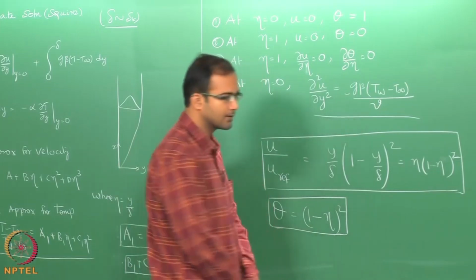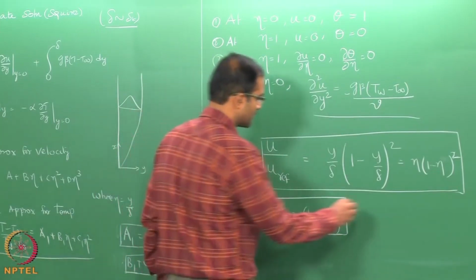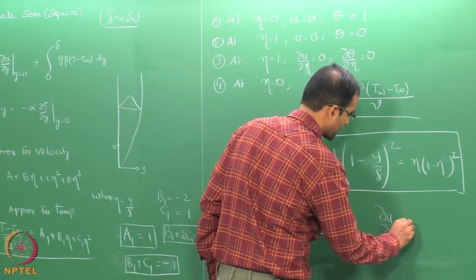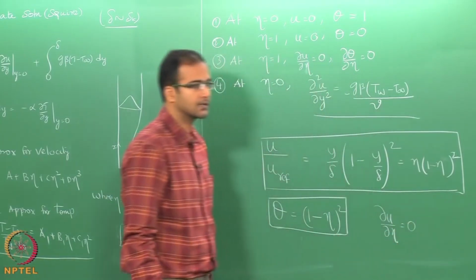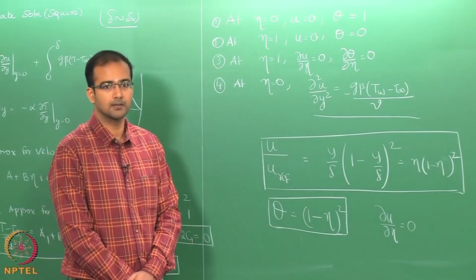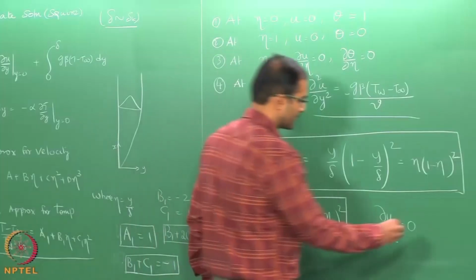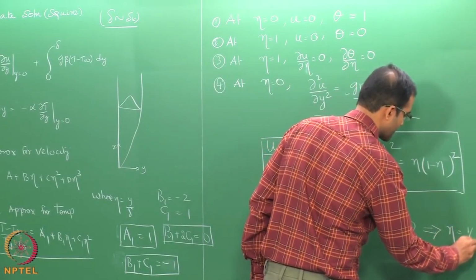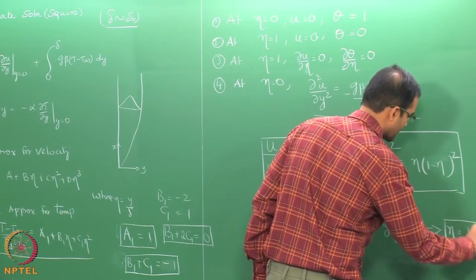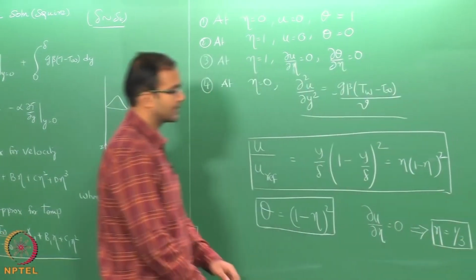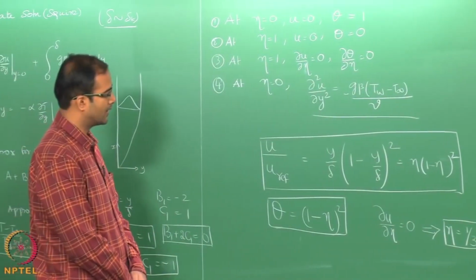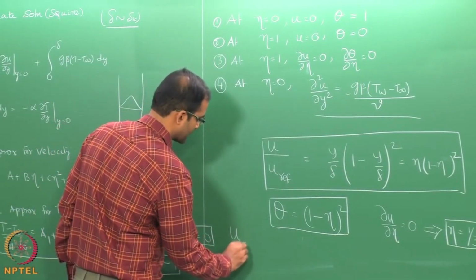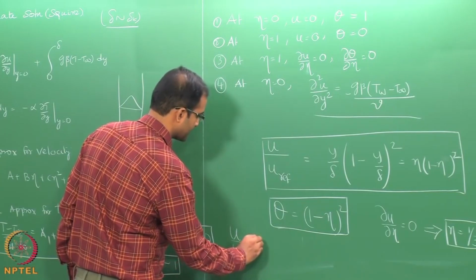So, if you apply the condition du by d eta equal to 0, this is the condition for finding the saddle point. Okay. So, from this it turns out that eta equal to 1 by 3 will satisfy this condition. And now what is the magnitude u by u reference at eta equal to 1 by 3?